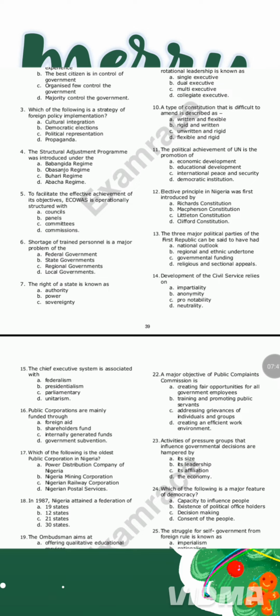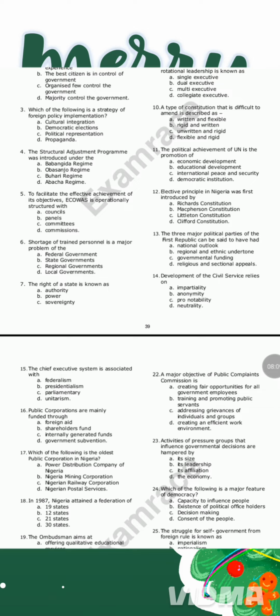Now, since they are established by the government, it means that their main revenue has to come from the government. So looking at option A, foreign aid, definitely not the answer. The most correct answer is government subvention or government funds. That is option D. So number 16, public corporations are mainly funded through government subventions. Question number 17.